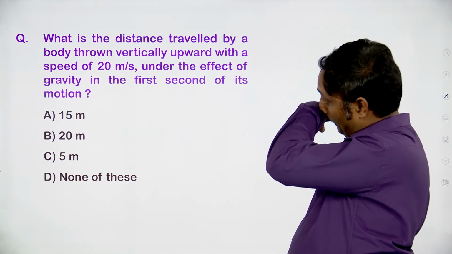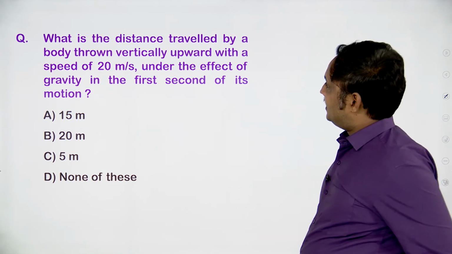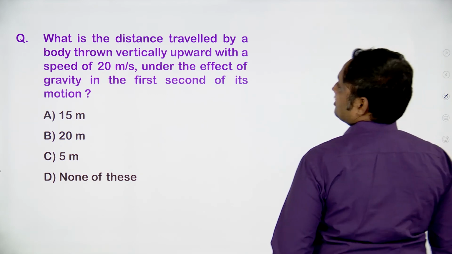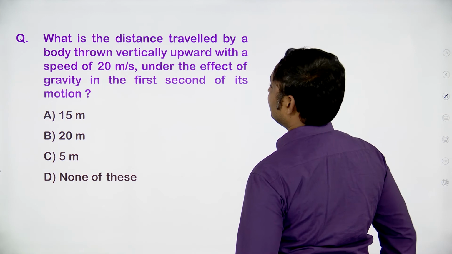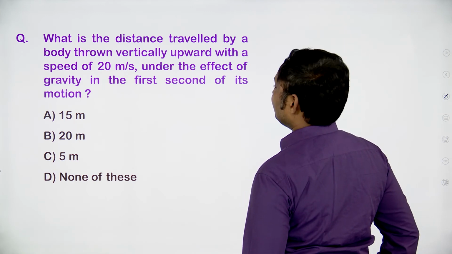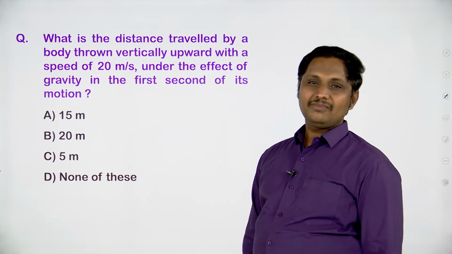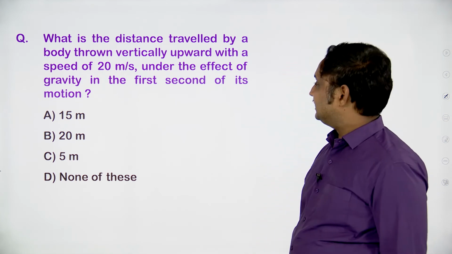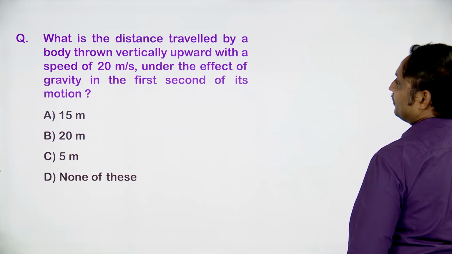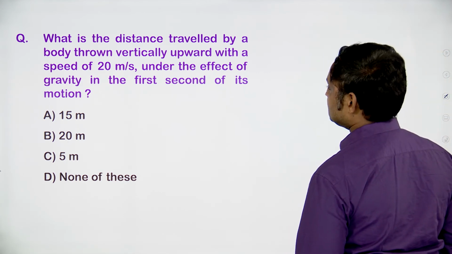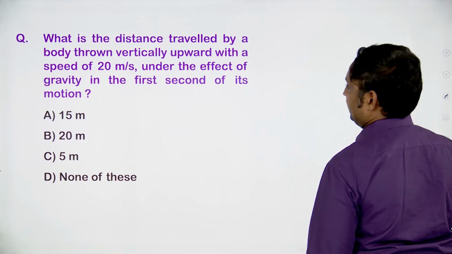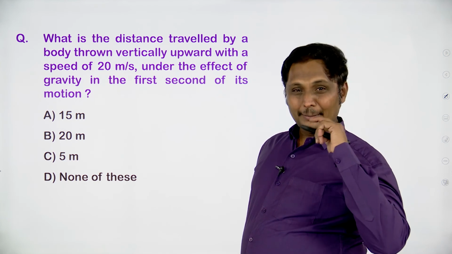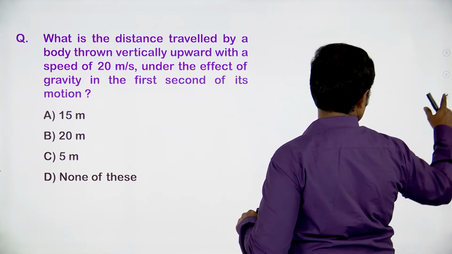Yes, they have given you: what is the distance traveled by a body thrown vertically upward with a speed of 20 meter per second under the effect of gravity in the first second of its motion? Just you have to solve this problem. Okay, let's have a look into that matter. If they have considered that g is equal to 10 meter per second square, just you have to see.